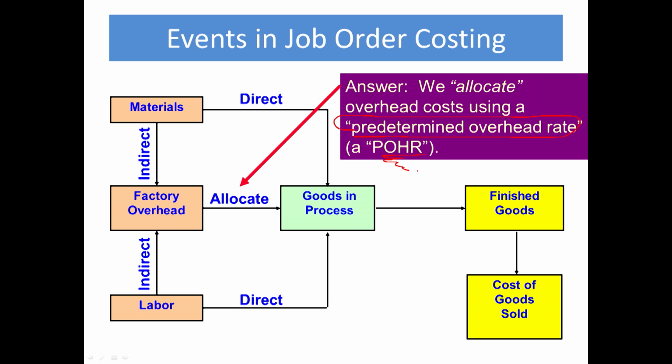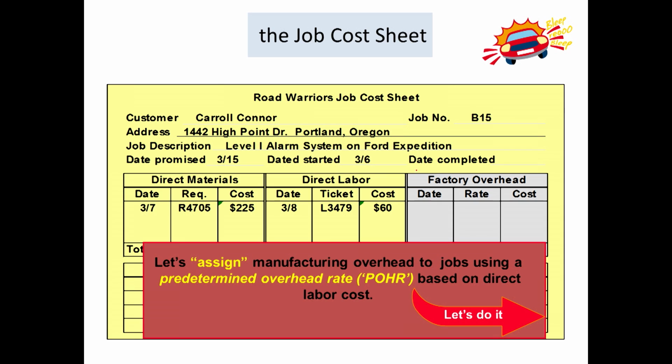Let's take a look. Let's say that we are going to assign the manufacturing overhead, and we are going to use that predetermined overhead rate, and we are going to base it on direct labor cost. Somewhere along the way, we have come to the conclusion that the more labor that is incurred on a job directly, the more overhead that it seems to consume. Are you with me? Okay.